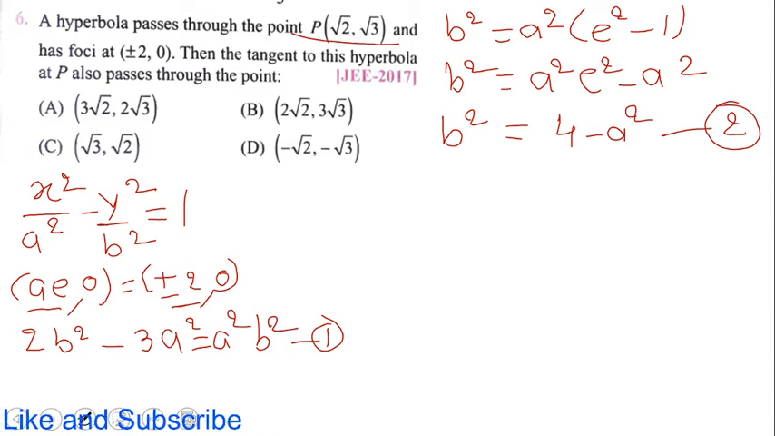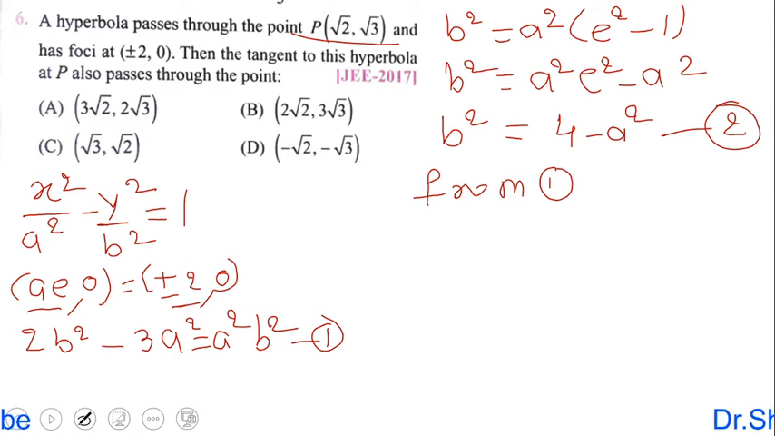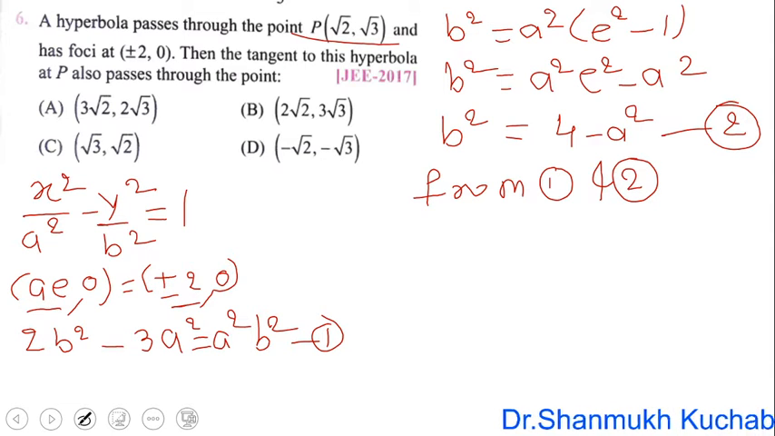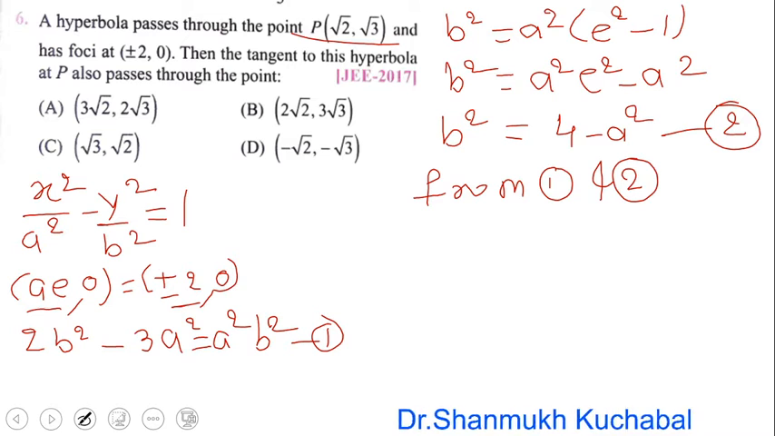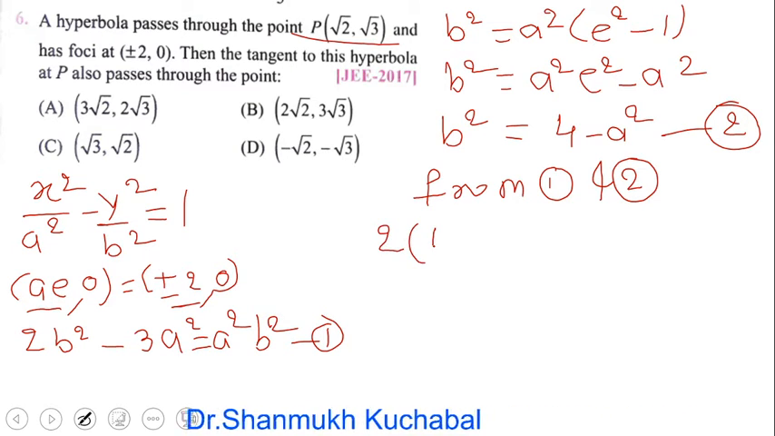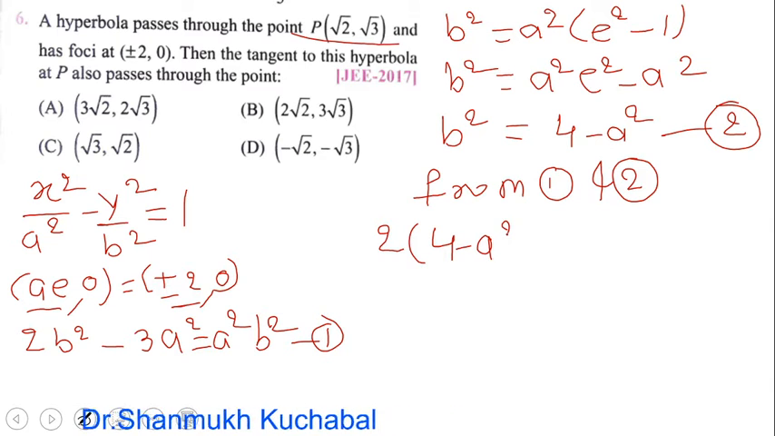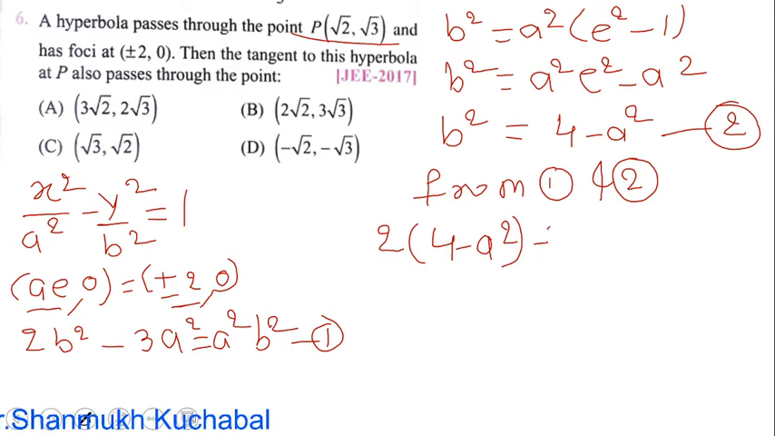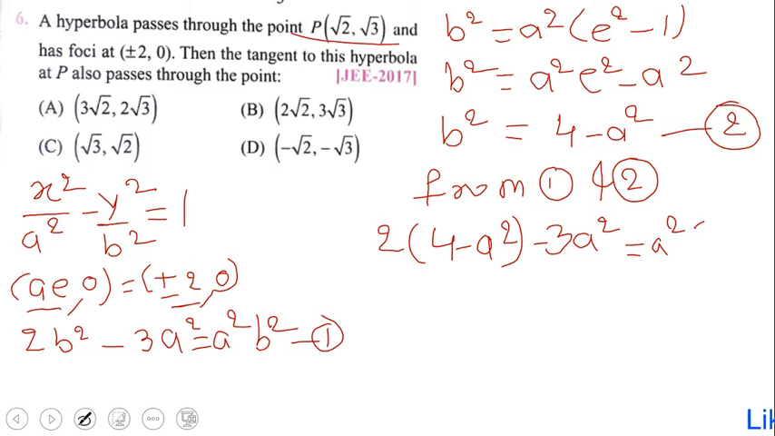Okay, then from equation number 1 and 2, in equation number 1, wherever we get b square, we have to replace it by 4 minus a square. So 2 will be as it is, b square is 4 minus a square, then minus 3 a square equals a square, and b square I take as 4 minus a square.